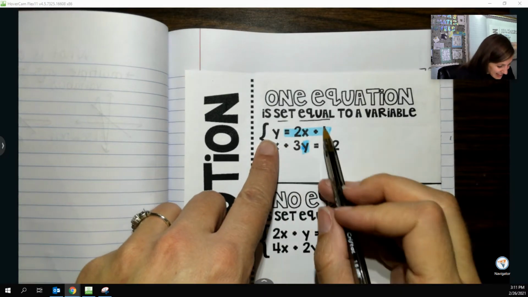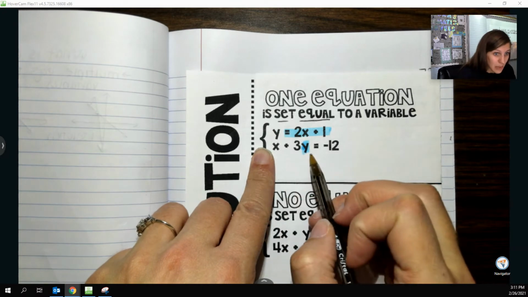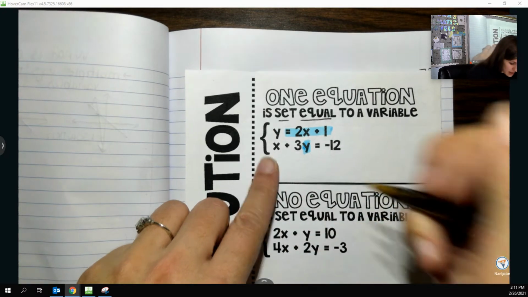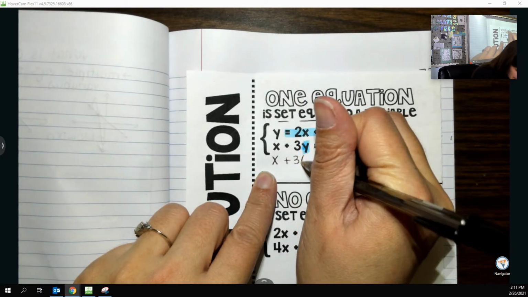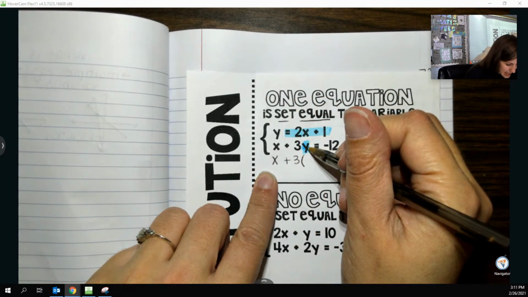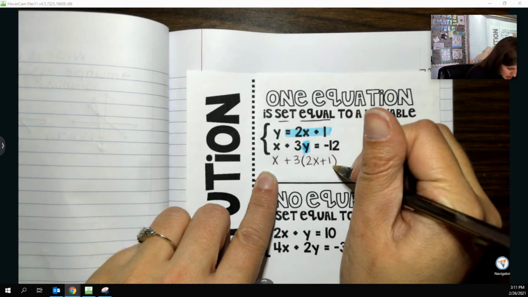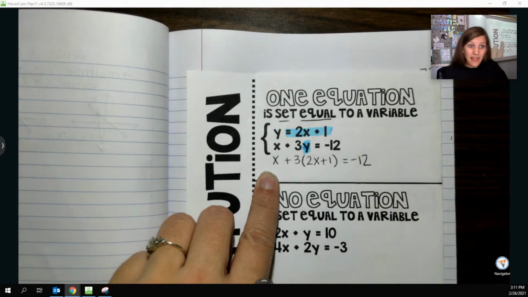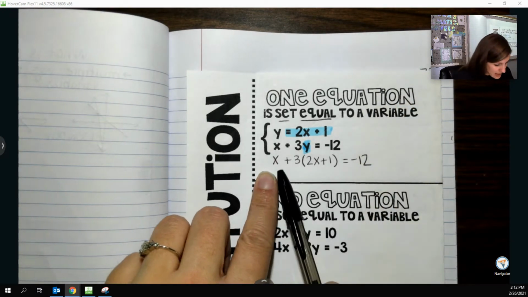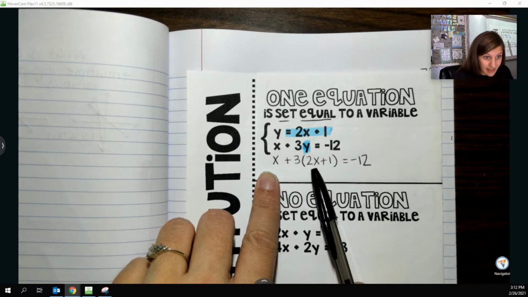So because this equals y, I can put it in place of y in the other equation. So I write out this equation again, but in place of y, I put 2x plus 1, and then I finish the equation. And then we're not in such a bad spot anymore because I don't have two different letters anymore. I only have x.